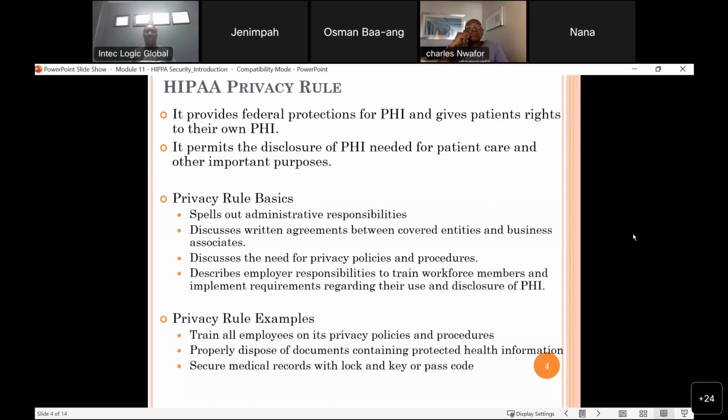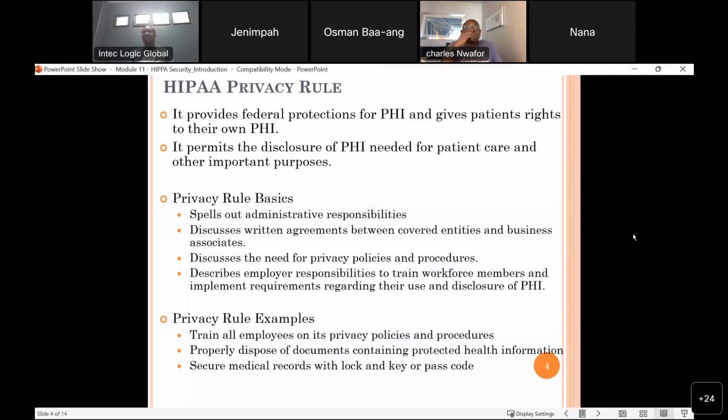The HIPAA privacy rule provides federal protection for PHI and gives patients rights to their own PHI. The privacy rule says that you can walk to a covered entity, your practice doctor or your hospital, and say, give me all my medical records, right? And they can't say, no, we can't give it to you. By law, they are supposed to provide all to you. You can get all your medical records without any reservation. It permits the disclosure of PHI needed for patient care and other important purposes.